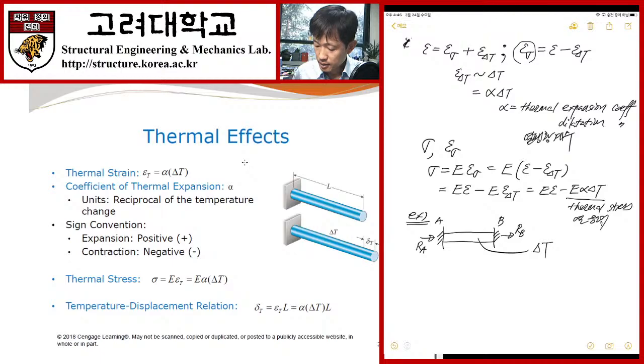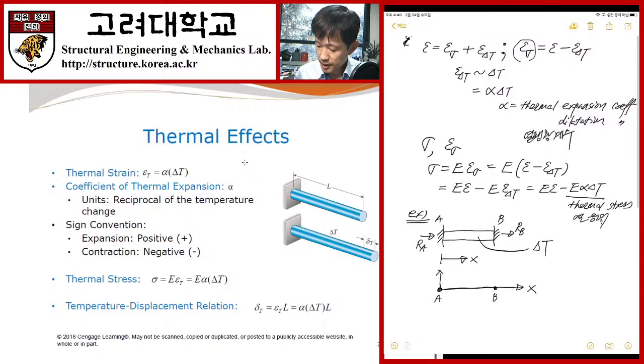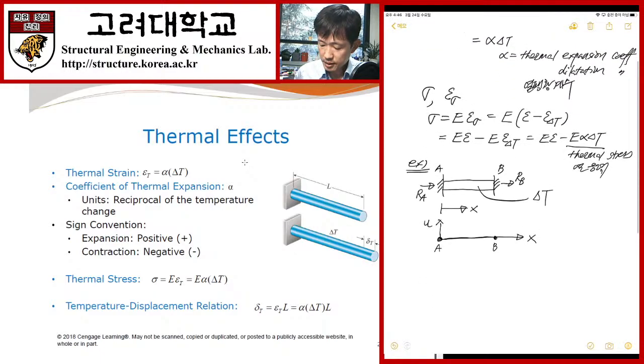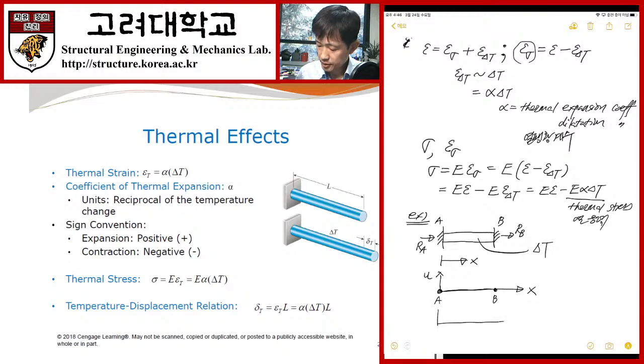Okay, first we have to define the coordinate system x here, and with respect to this coordinate system I can define the displacement field. Look at this: at point A, u is equal to 0. At point B, u is also equal to 0. This is my displacement field. Because my displacement field is equal to 0, how about my strain field? My strain field is also 0 between A and B. This is my strain field.